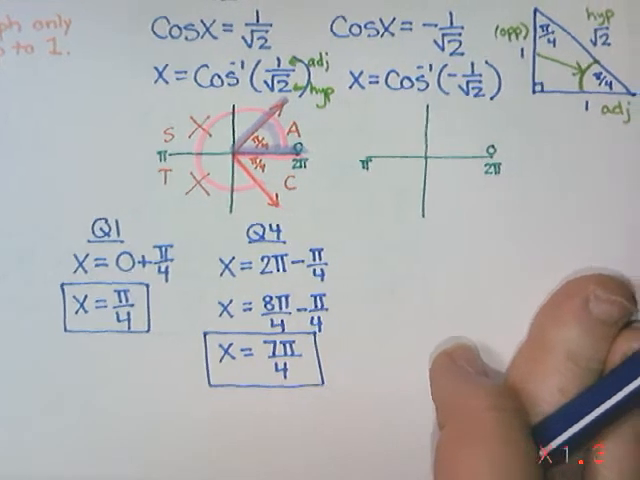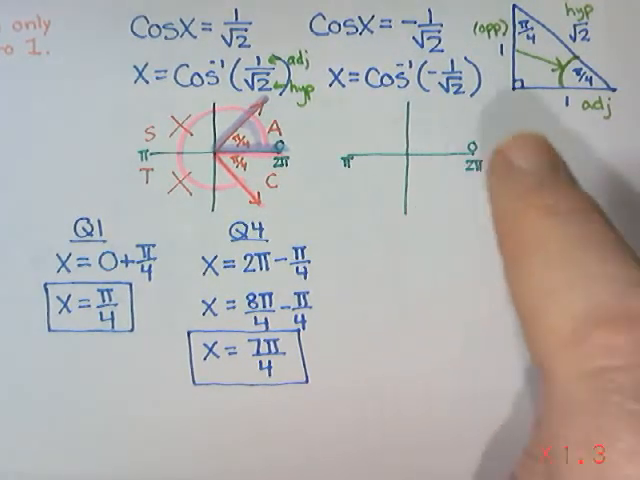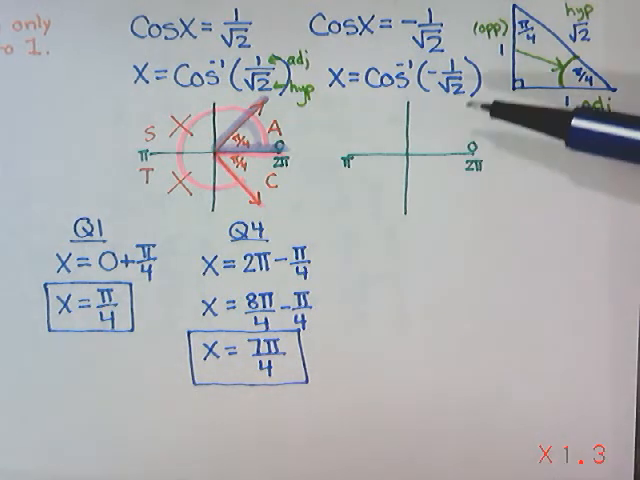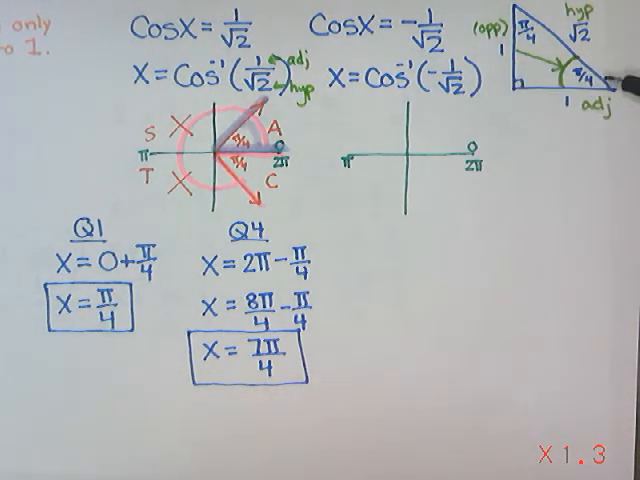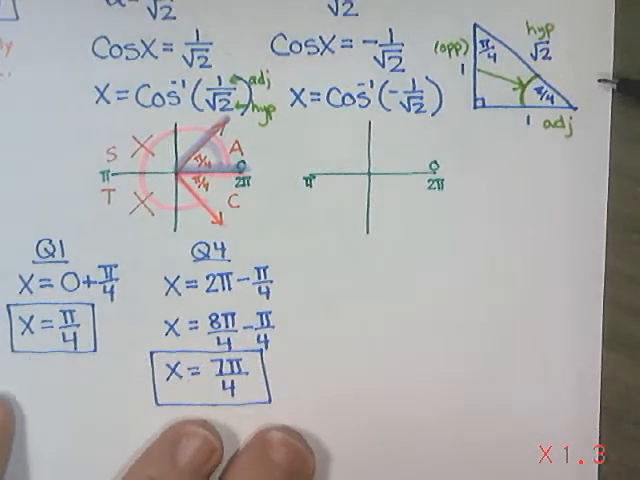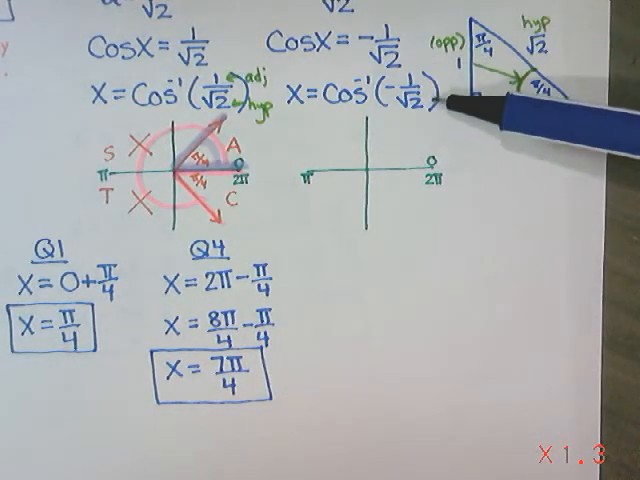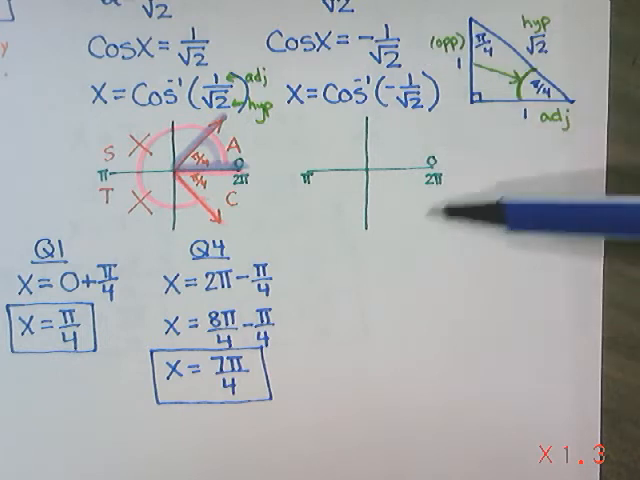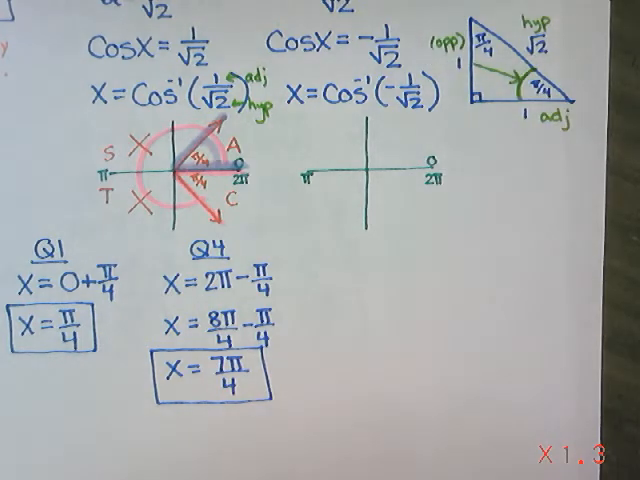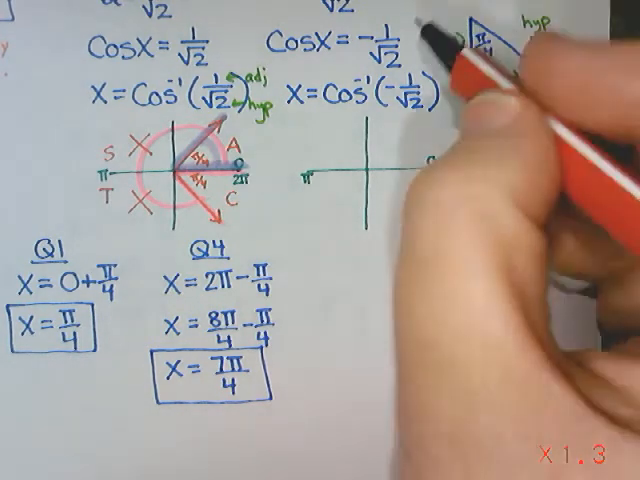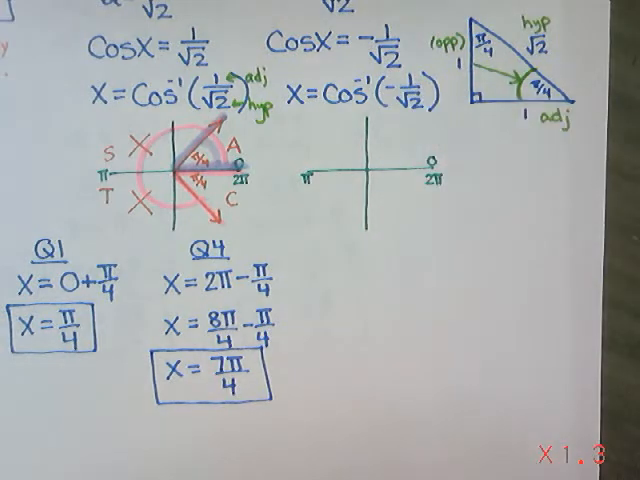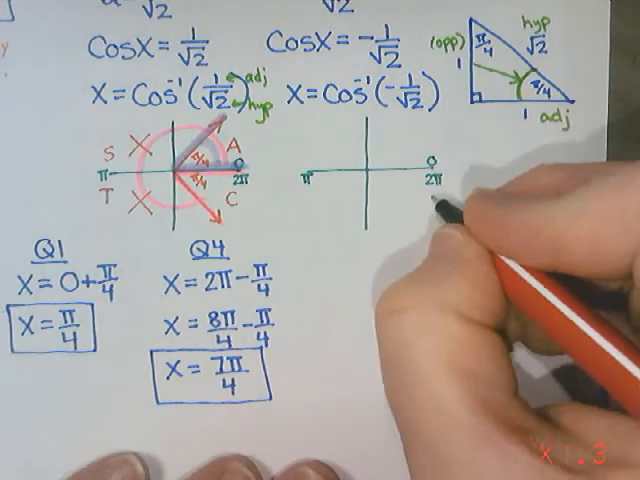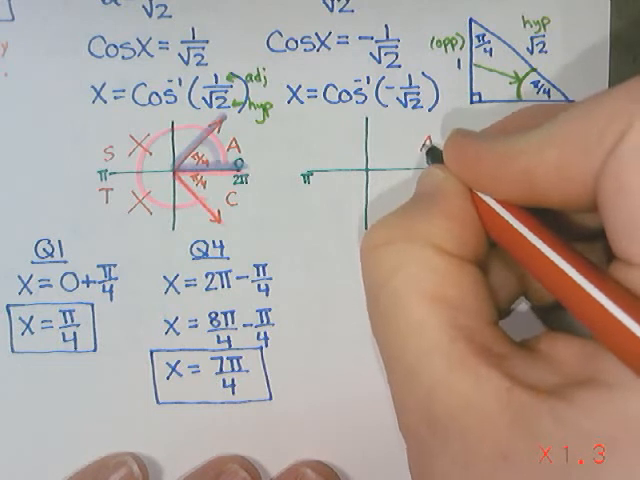Now the last part I need to do is the inverse cosine of negative 1 over root 2. It is the same triangle as this one. Cosine is still adjacent over hypotenuse, so this is still labeled correctly. Pi over 4 is still the angle that we used. What's different is which quadrants I would find the angle in. This time we are doing negative 1 over root 2, so we are looking where cosine is negative.